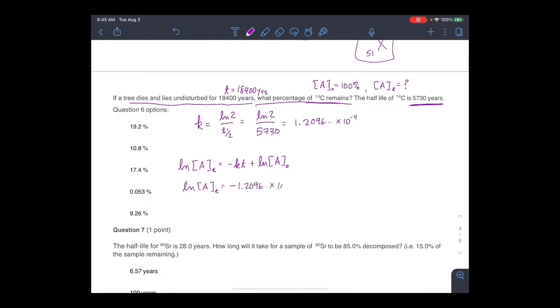Again, I'm going to use this unrounded value on my calculator. There's my K. It's 18,400 years. Don't go grab the half-life for this equation. Grab the time that the reaction is running. Again, I'm saying 100% initially. What's the percentage at the end? So let me plug this in.